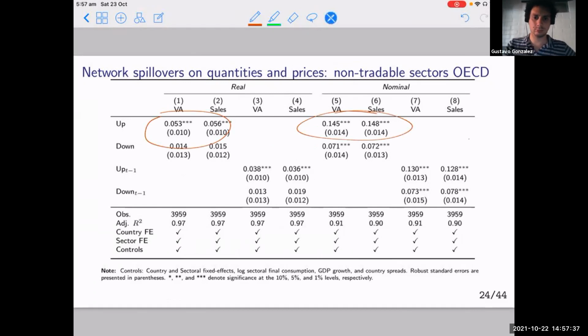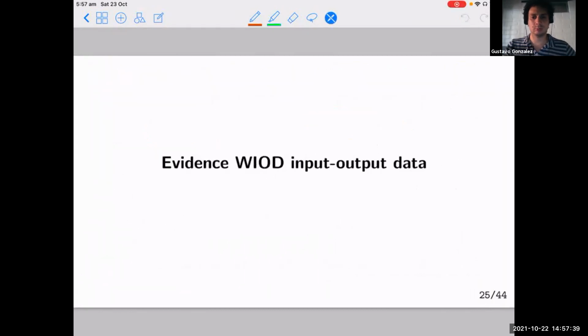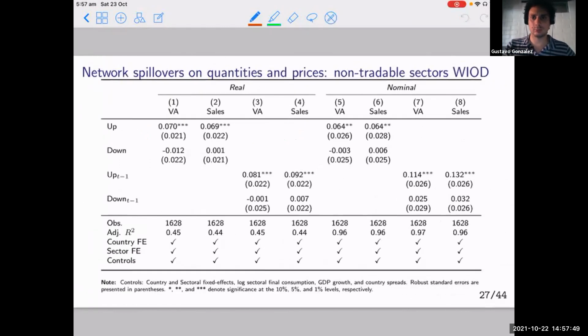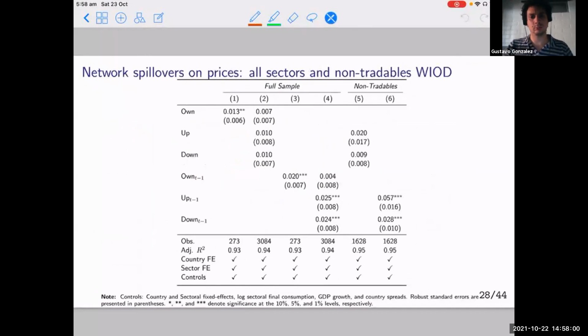And you can see that more clearly in the world input-output dataset evidence. This is just the same regression, but with different data sets from the world input-output. Upstream propagation is stronger, and we see some evidence on prices here. So you see that there is some evidence on price. We do see some evidence on price.